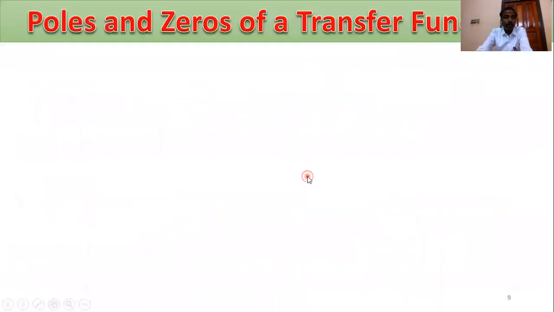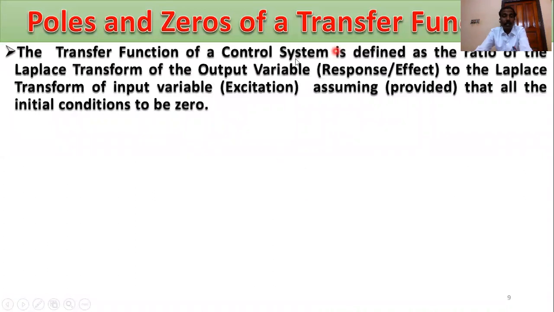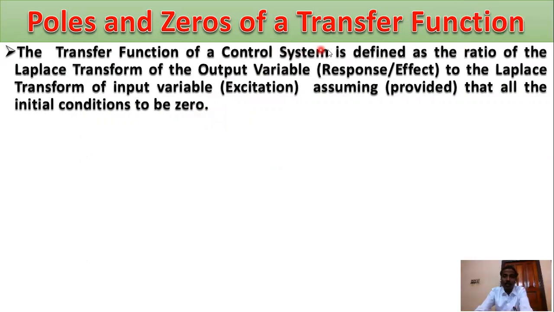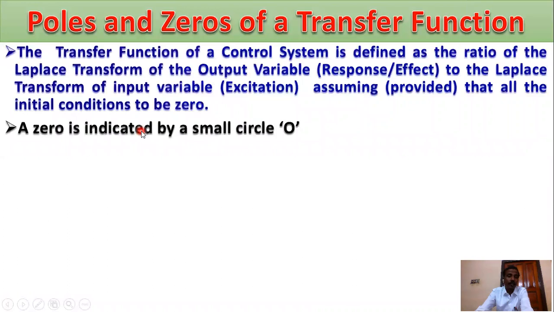Then poles and zeros of a transfer function. What is the pole-zero concept of the transfer function? The transfer function of a control system is defined as the ratio of the Laplace transform of the output variable, response or effect, to the Laplace transform of the input variable, that is excitation or cause, provided that all the initial conditions are zero. This is the definition of the transfer function.